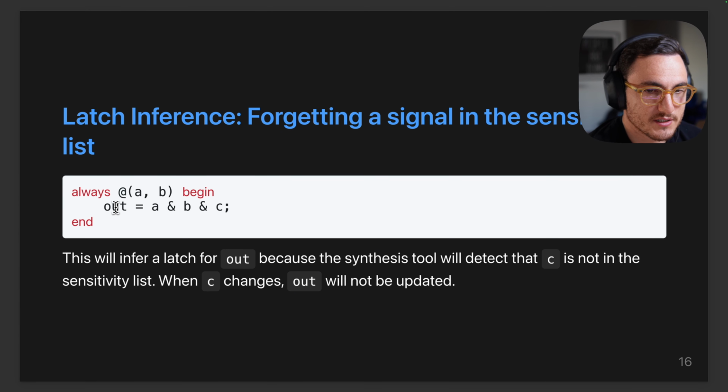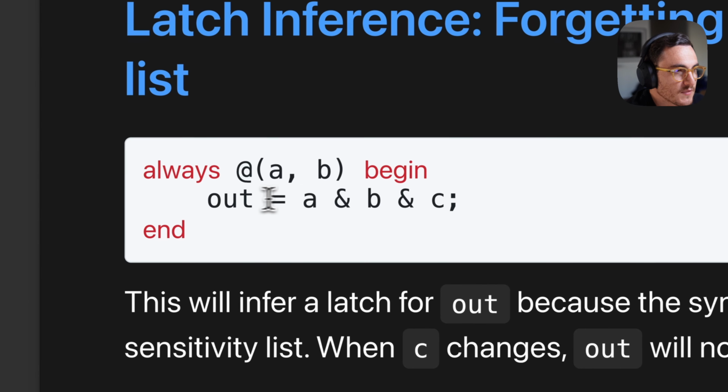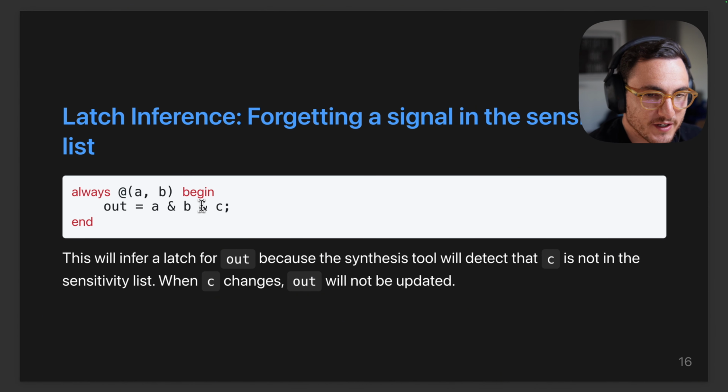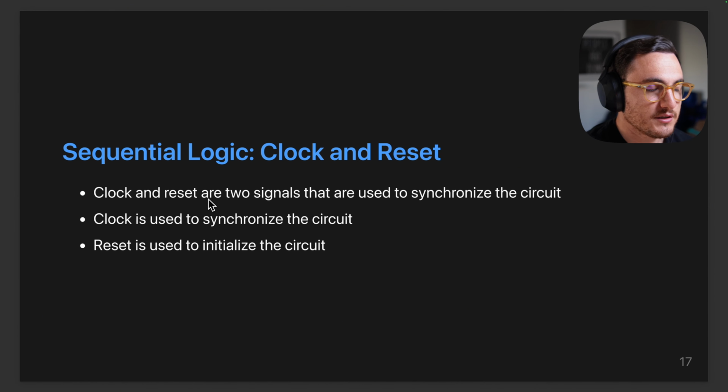So where does that out value get stored when the C variable changes? It will be stored in a latch. And so this is not going to behave the way you want it, because this is a 3-input AND function. Well, what you got is a 2-input AND with the old value of C. Now that we cleared the air about latches, we can start dealing with true sequential logic.